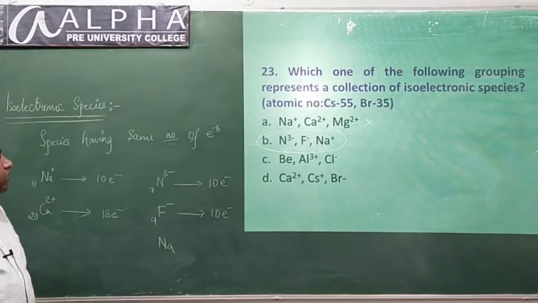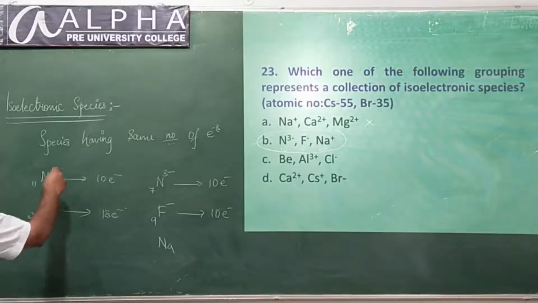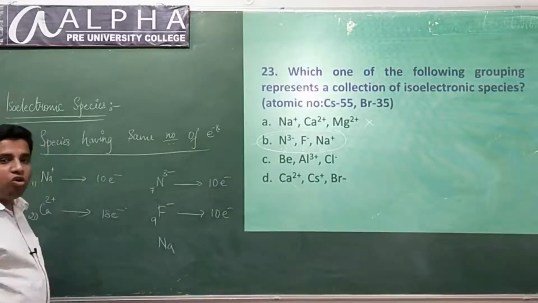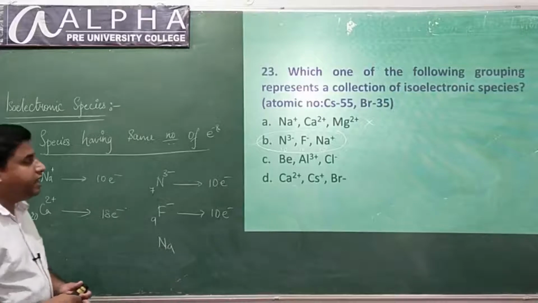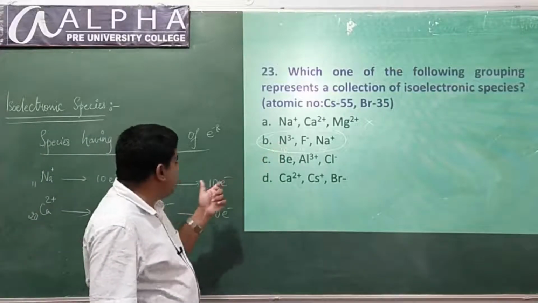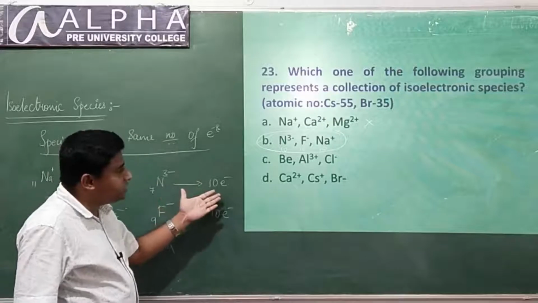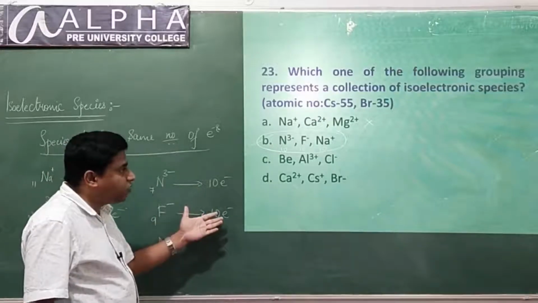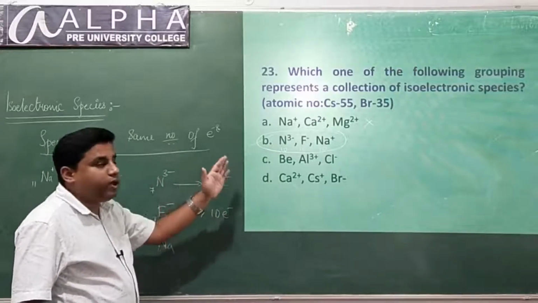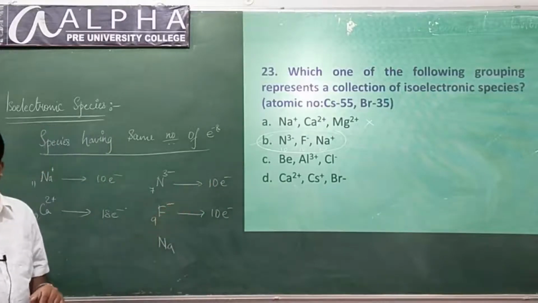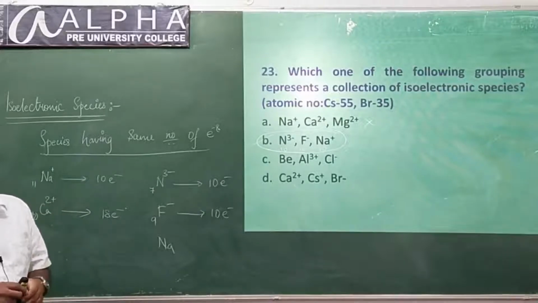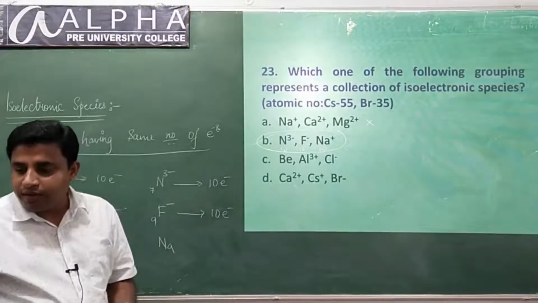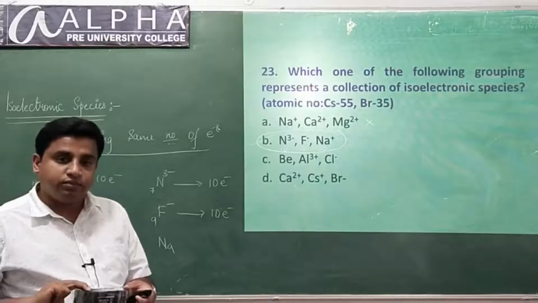Simple. So what are isoelectronic species? The species having the same number of electrons are called isoelectronic species. Nitride, atomic number of nitrogen is 7, on adding 3 electrons, 10. Fluoride 9, on adding 1 electron, 10. Sodium 11, on losing 1 electron, 10. They all have the same number of electrons. Therefore, they are isoelectronic with each other. Hence it is option B. Next question.